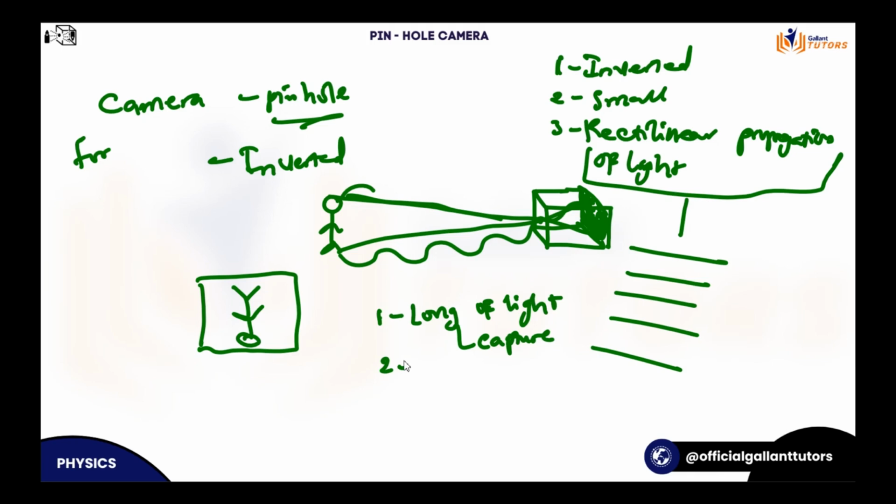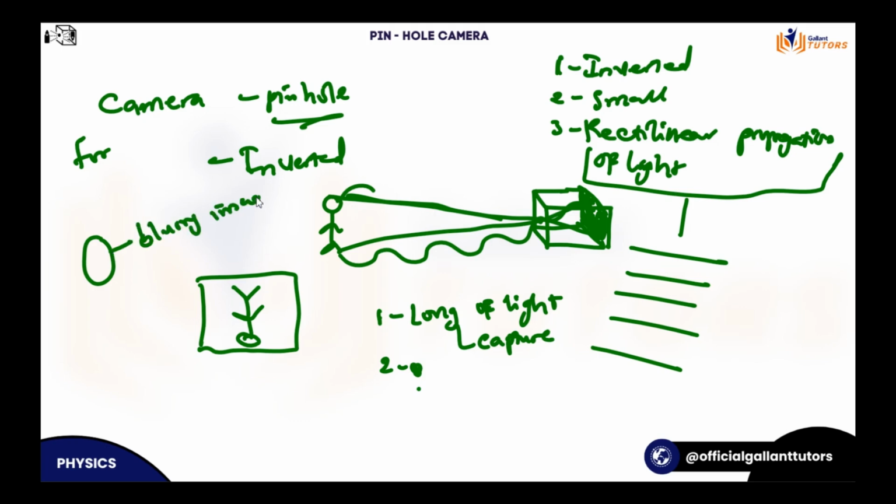Also, the size of the hole matters a lot. It has to be really, really small, in millimeters. Now, what happens if we increase the size of the pinhole? We are going to obtain a blurry image.